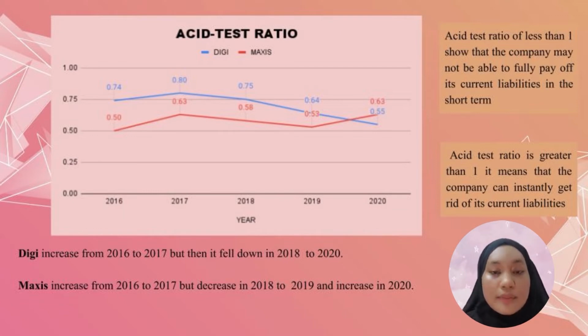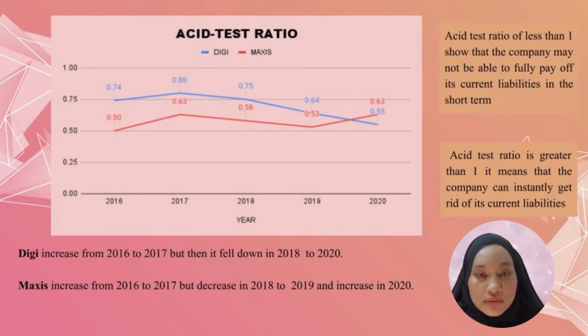Based on the graph, DG increased from 2016 to 2017, but then fell from 2018 to 2020. While Maxis increased from 2016 to 2017, but then decreased in 2018 to 2019, and increased in 2020. Based on the graph, it's obvious that DG has a higher asset ratio compared to Maxis.